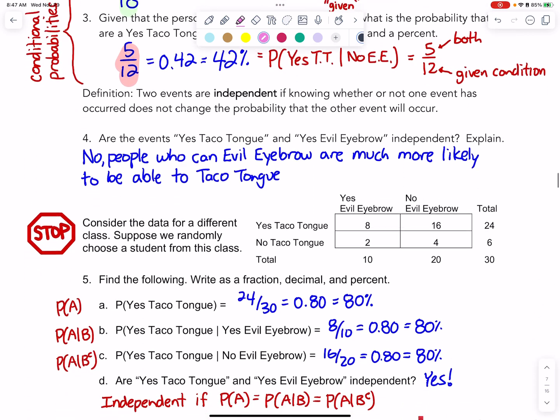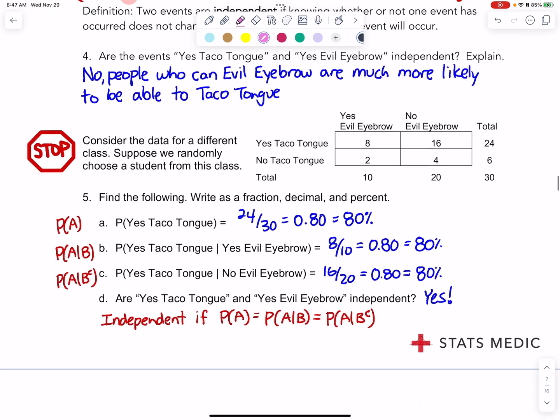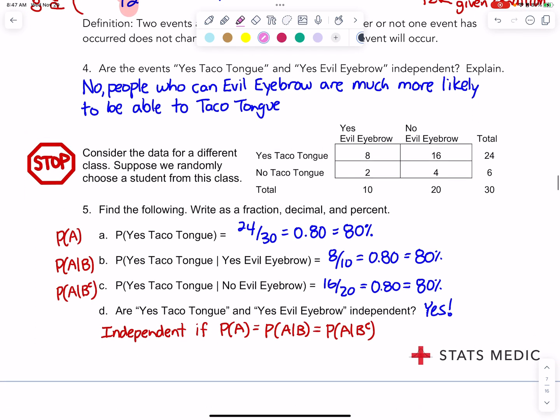All right, so let's look here. In class, I said stop here, and then we did this next part together. But you're going to find the following, and you're going to write it as a fraction, decimal, and a percent. The first thing says, what's the probability of yes, taco tongue? That's just the 24 out of 30. Yes, taco tongue given evil eyebrow. Given evil eyebrow, remember, is this part here. So I only look at that, and that's where the 10 came from.